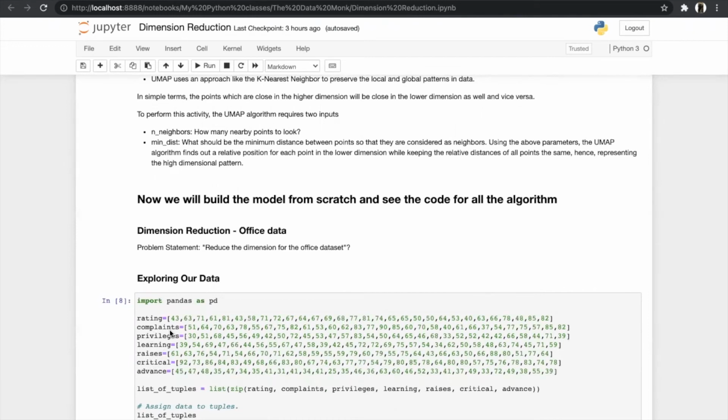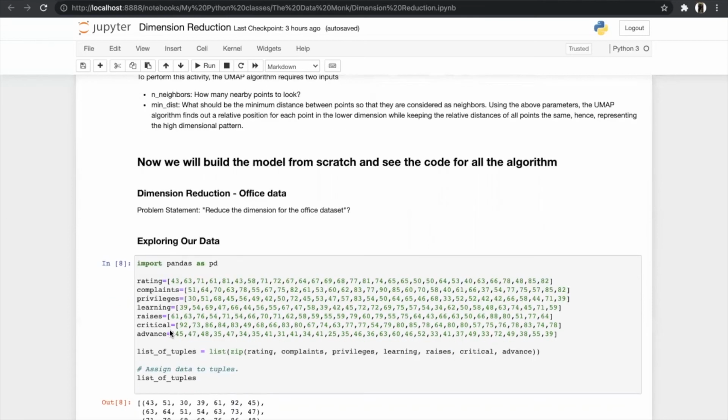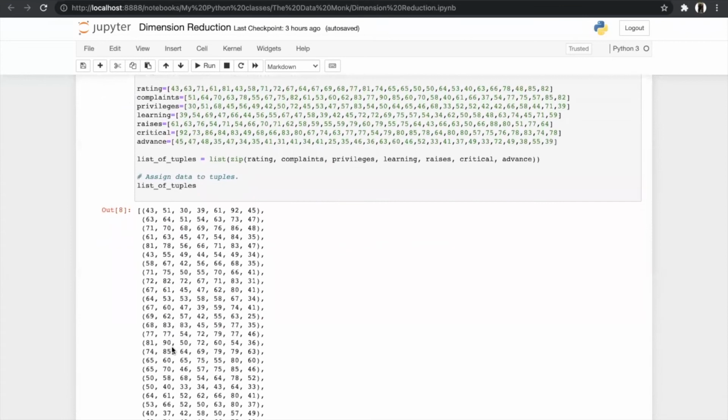From this data, first we will form our data frame. And to form our data frame, we have used list and zip. Zip will combine all the columns, rating, complaint, privilege, and others, and list will create that into tuples. So after zipping the data and creating the list of tuples, we will print our tuples. This is what our tuples look like.